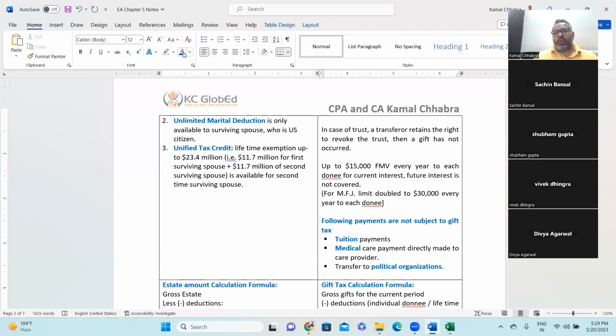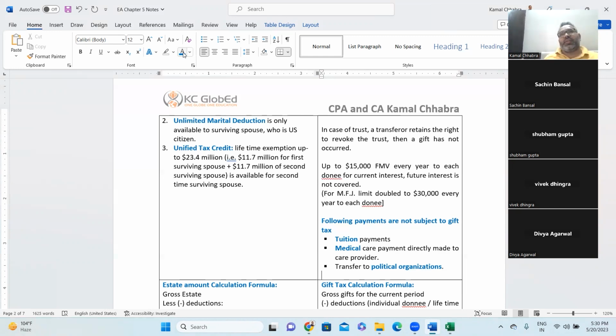Yes, for anyone. So if you are paying tuition fees for anyone, it can be considered as a gift, and an unlimited amount can be done. Same way, if you are helping someone and paying medical expenses for him or her, that also is an unlimited amount you can do. And if you are making a political contribution, that is also an unlimited amount you can do without paying any additional taxes.